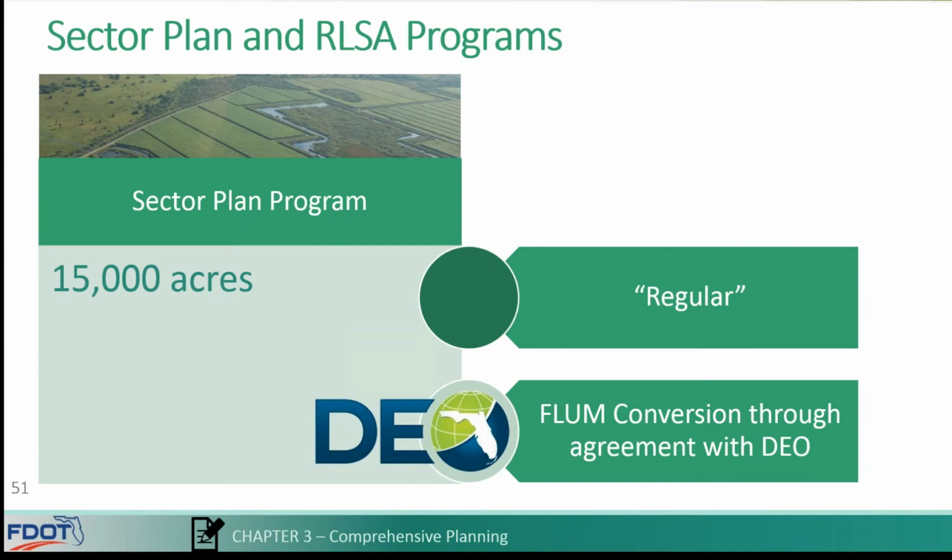Another way of designation is called flume conversion, or future land use map conversion. A conversion of a future land use map amendment that was adopted on or before July 1, 2011, that also is consistent with the criteria for designation for a sector plan can be made into a sector plan with an agreement with DEO.